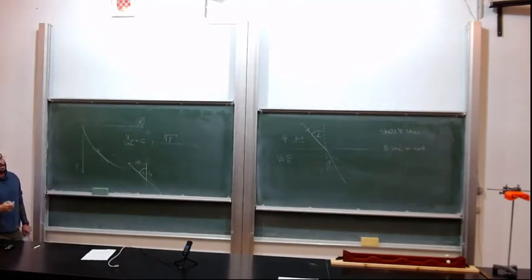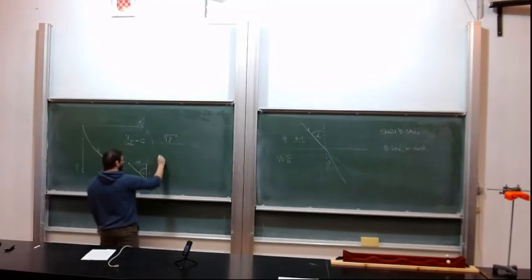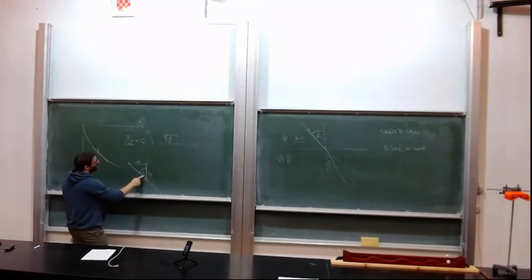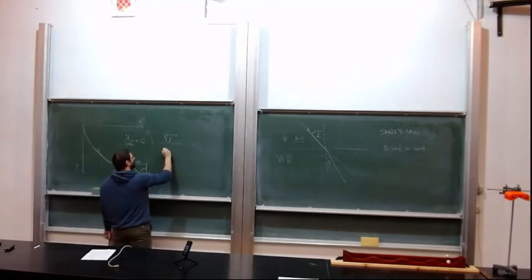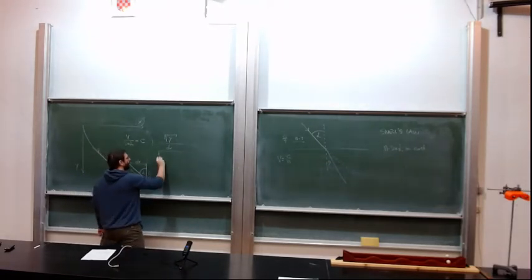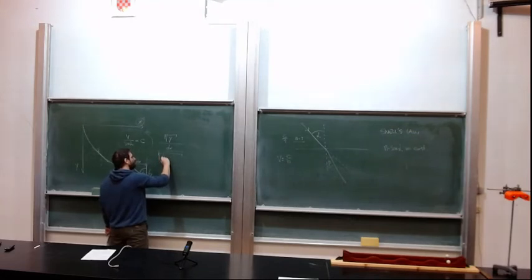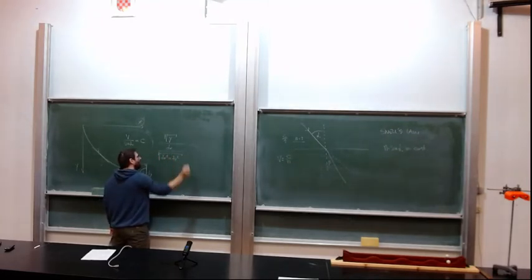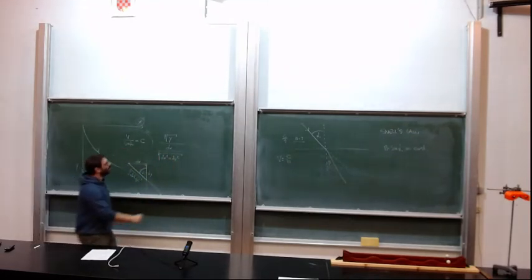And sine of alpha is, let's see, dx over the square root. So this is the square root of dx squared plus dy squared. Pythagoras Theorem. Something like this. And this is a constant.